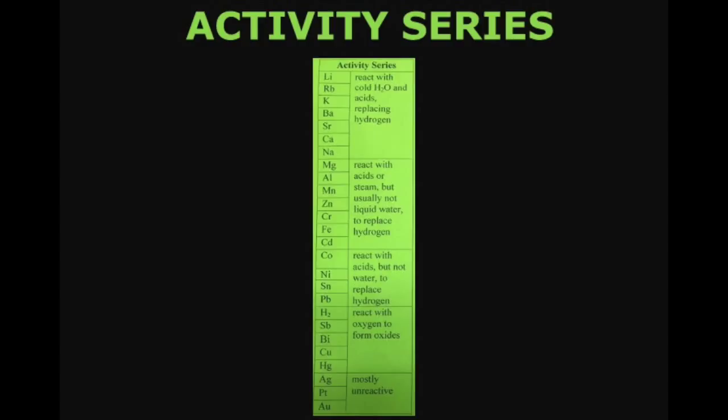In the right-hand column, you can see descriptions on how each of the elements reacts. From lithium to sodium, the elements react with cold H2O and acids to replace hydrogen. From magnesium to cadmium, they react with acids or steam, but usually not liquid water, to replace hydrogen. From cobalt to lead, the elements react with acids but not water to replace hydrogen. And from hydrogen to mercury, they react with oxygen to form oxides. And finally, from silver to gold, the elements are mostly unreactive.